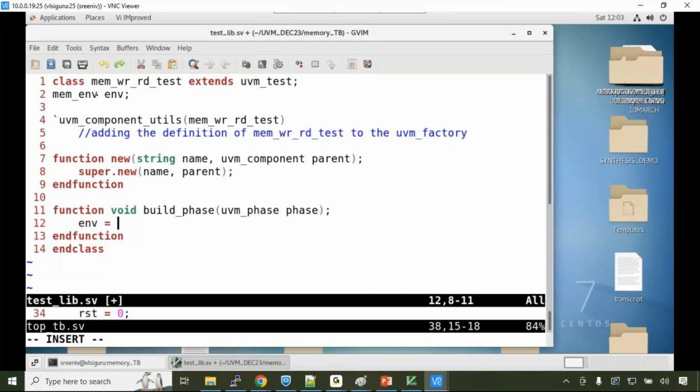Environment equal to new env comma this. Ideally speaking, instead of new, I should use a method called create. But for now, let's not do that. In the next session, I'll explain why create is required. You got it? Env equal to new of env comma this. Then what do we do?